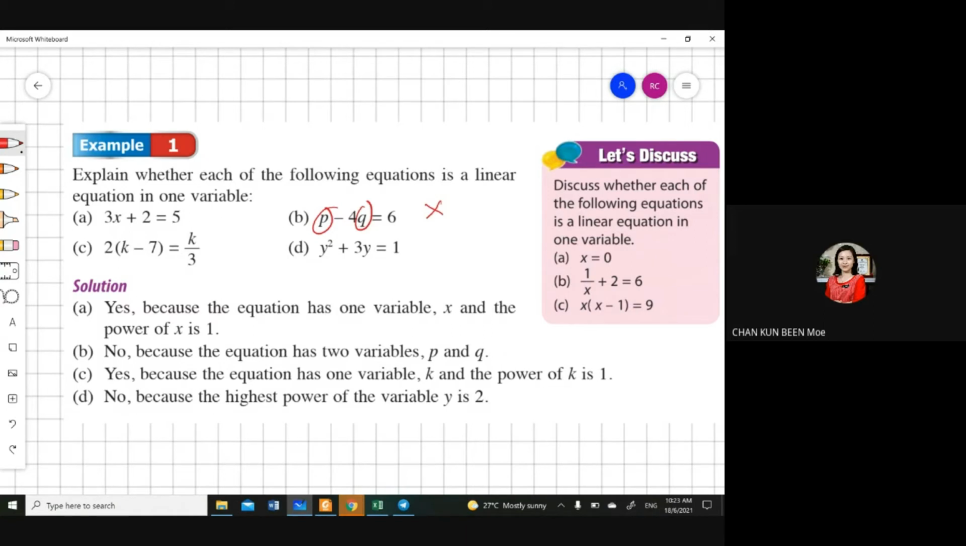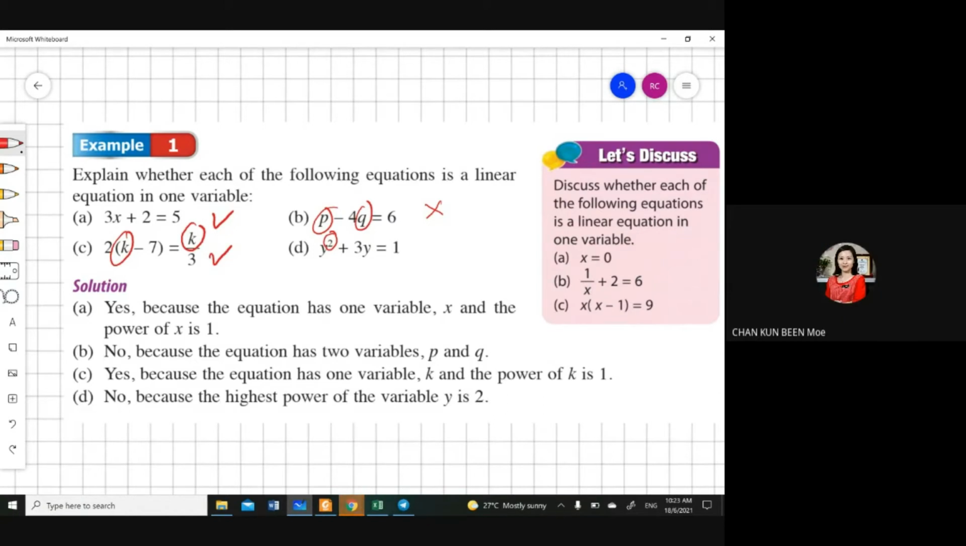What about the C over here? Is it a linear equation in one variable? Yes, right, because it's only one variable over here. So this is a yes. What about the last one? No. Why? Because there is a power of 2. We cannot have a power of 2. The power must be 1.